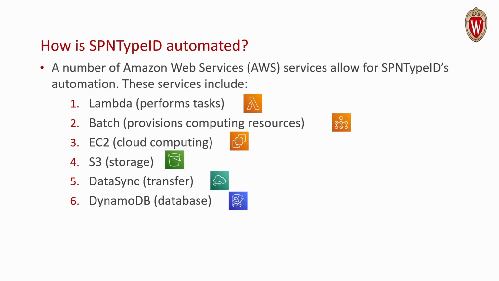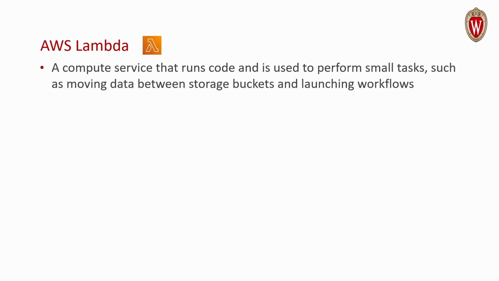Now, how is SPNTypeID automated? As I previously mentioned, we use a number of Amazon Web Services to allow for SPNTypeID's automation. These services include Lambda, which performs tasks, Batch, which provisions computing resources, EC2, which is the actual cloud computing component, S3 for storage, DataSync for transfer, and DynamoDB, which is their database service. So I'm going to go into these services just a little bit more in depth. Again, I'm keeping it pretty broad.